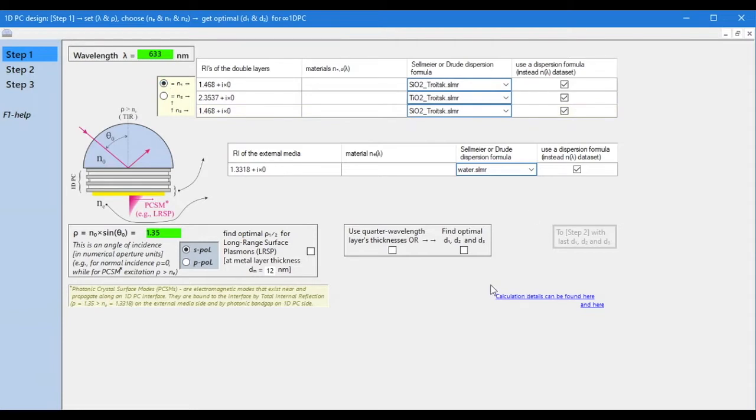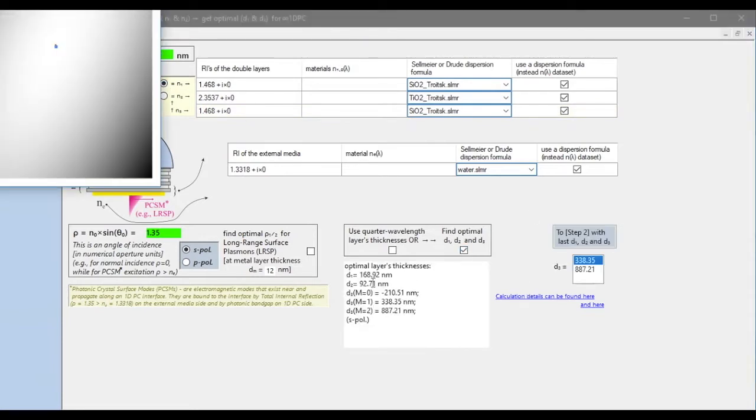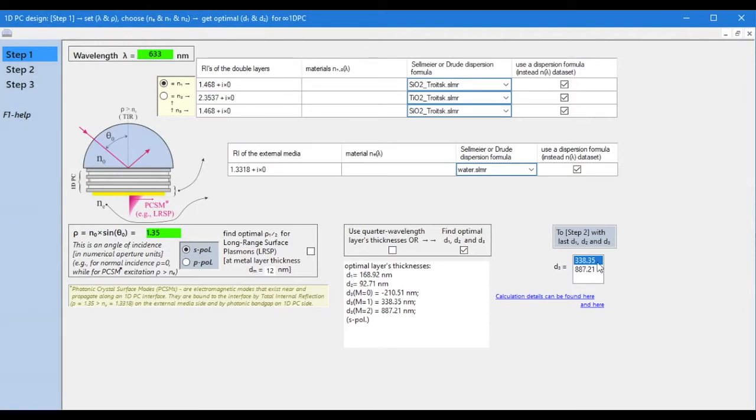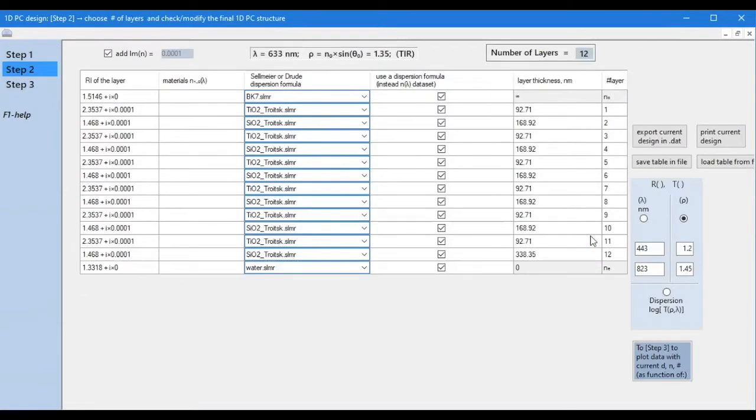The program will simultaneously calculate the optimal thicknesses of these alternating layers D1, D2, and the thickness of the third layer, D3, which will support surface waves at a given wavelength and at a given angle. At step 2, we set the optimal number of layers.